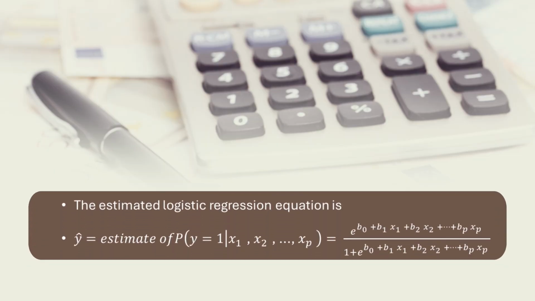So when we use estimates, the logistic regression equation takes this shape. You could see beta naught, beta 1, beta 2 are replaced by b0, b1, b2. As you know, beta naught, beta 1, beta 2 are known as population parameters, while b0, b1, b2 are sample statistics, which are used as estimates for the population parameters. So this is the estimated logistic regression equation. To get these b0, b1, b2, we utilize computer software.